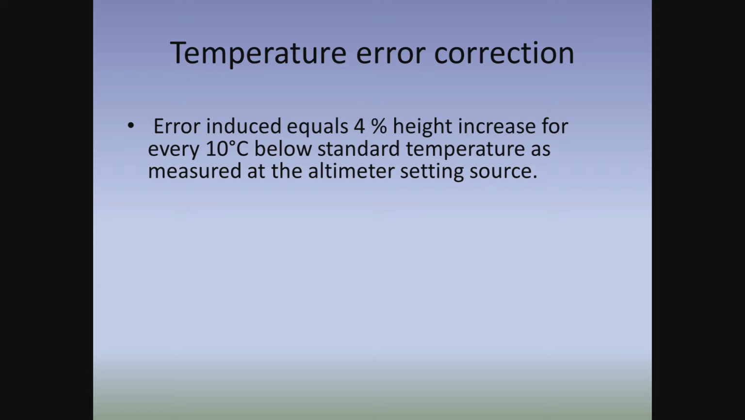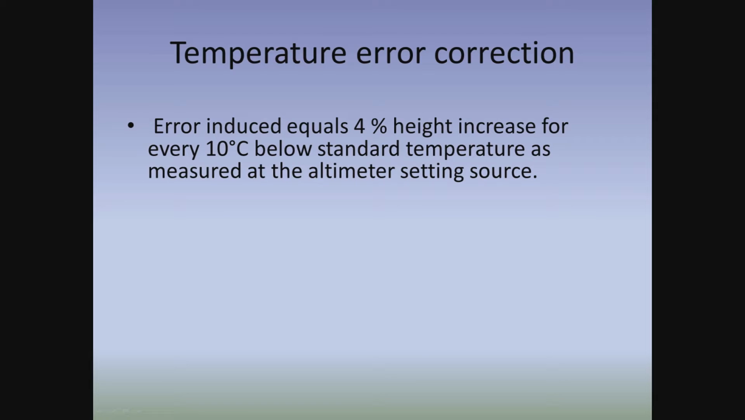In other words, if the temperature is 10 degrees below ISA, then the error on your altimeter will be equal to a 4% height increase. In other words, you will falsely be reading that you are 4% higher than you think you are if the temperature is 10 degrees below ISA. Likewise, if the temperature is 10 degrees above ISA, then your indicated altitude will be 4% lower than you think you are.